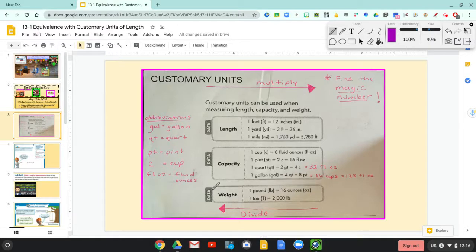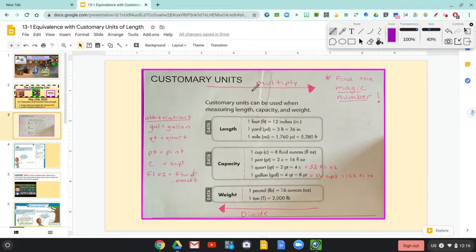So when we're talking about weight or how heavy something is, like when you go to the doctor and they weigh you, that is given in pounds, but pounds can also be converted to ounces. Or if you're talking about something super heavy, like maybe a car, you would weigh it in tons, and 1 ton is equal to 2,000 pounds.